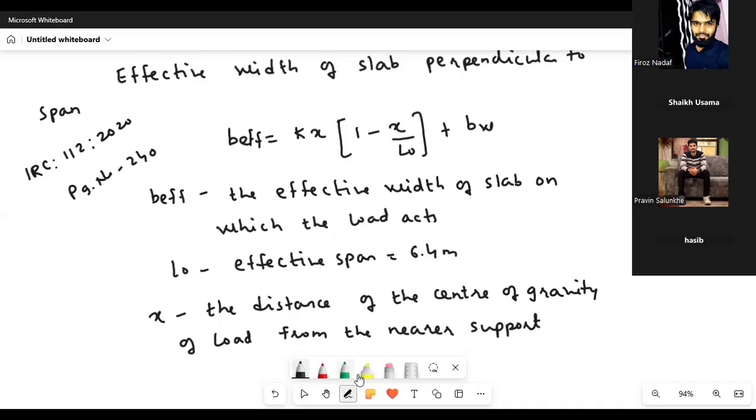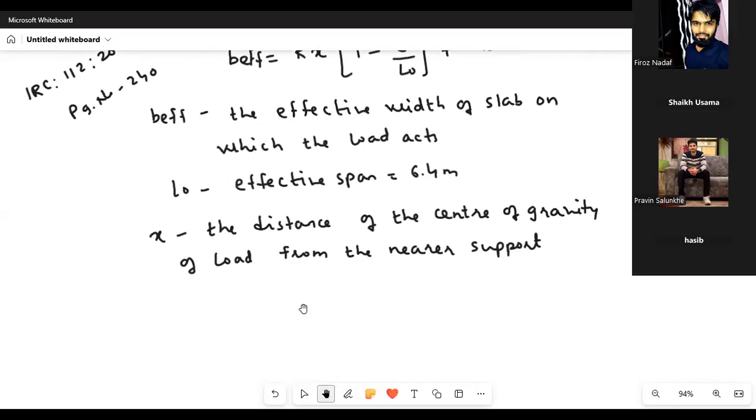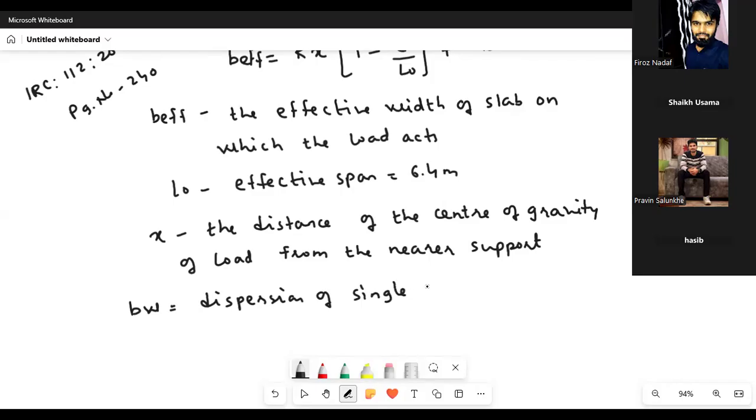So we will see physically how we can understand all these terms. First, we will see what are the different terms that we have. Next, we have BW. BW equal to dispersion of single track up to the wearing coat.